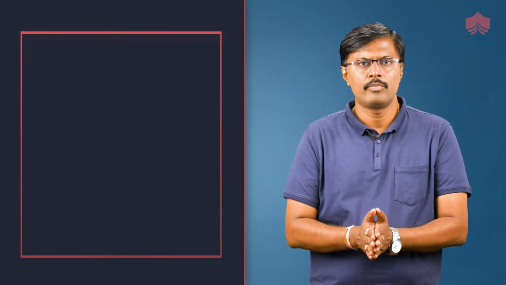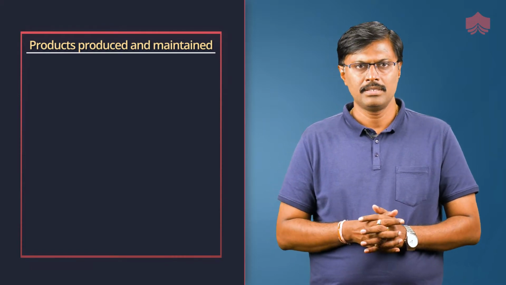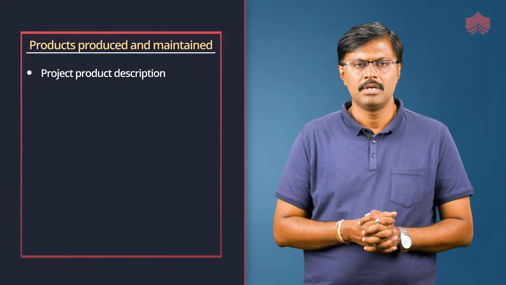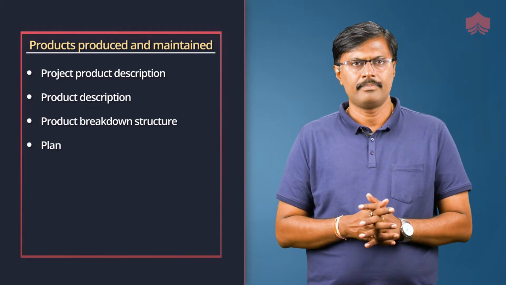PRINCE2 plans theme requires the following 4 products which are to be produced and maintained, that is project product description, product description, product breakdown structure and plan. Project product description is a description of the overall project's output, including the customer's quality expectations together with the acceptance criteria and acceptance methods for the project. As such, it applies to project plan only.